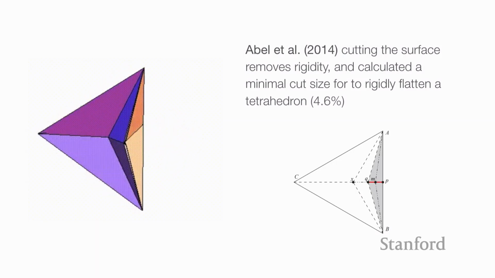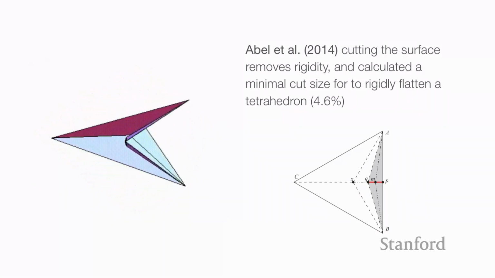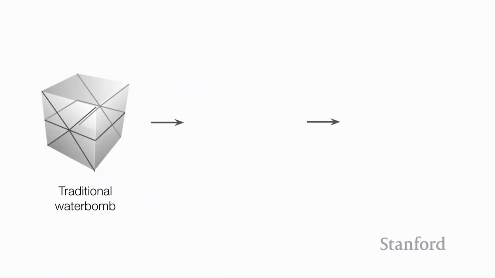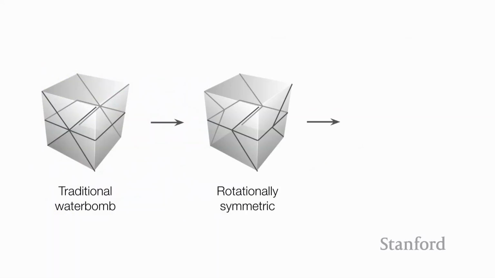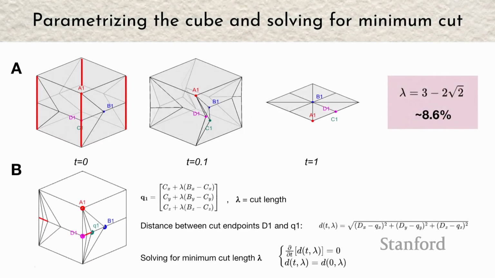What if, right here, we've got the big diagonal cut block. What if we made one that is a super small cut block? So we basically start with the traditional water bomb, make it rotationally symmetric, and then we add a few different cuts and creases. And the methodology that we use for this is parametrizing the cube.